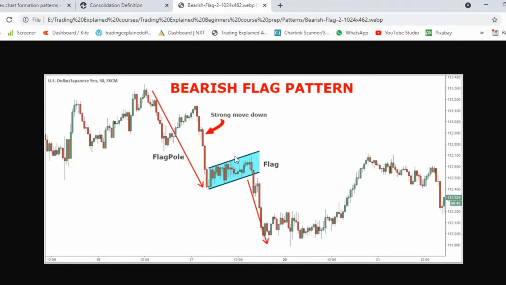Bearish flag, meaning the main trend is negative, so you have to look on the short side. The trade that you're looking for is basically going to be a short selling trade. So what is short selling?